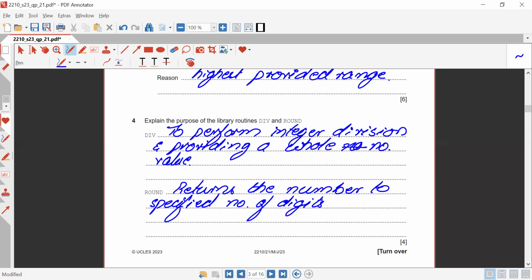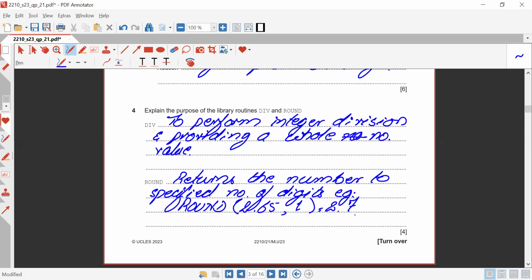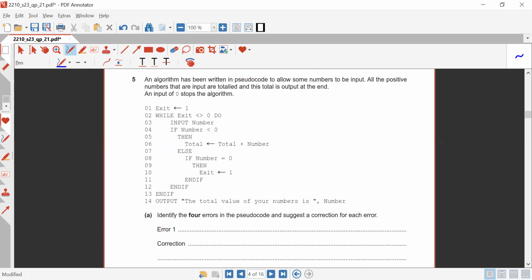You may write down an example on this one as well. Example: ROUND(2.65, 1). That means it's a single decimal, single one. So it will give you 2.7. Okay. Because after 0.5, the value changes to the next number.